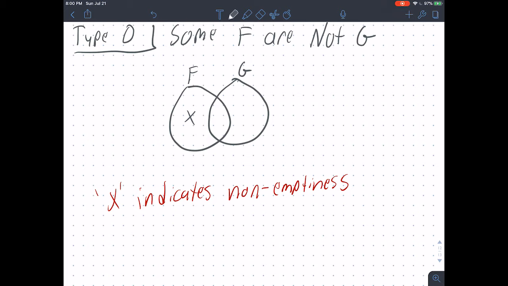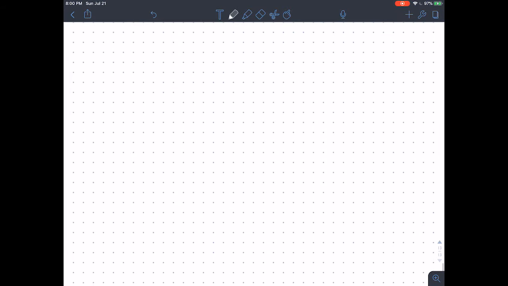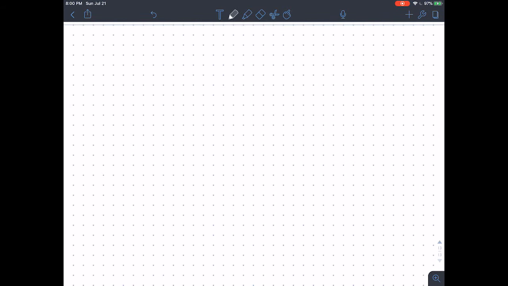There's some stuff about mutual contradictories in the book. If you really care, you can look at it. There's one other kind of, it's not really a sentence form traditionally. I don't know what to call it. I'm just going to call it, this isn't a real name, but here. There's one other way that we could shade in a Venn diagram that we do say sentences like this.